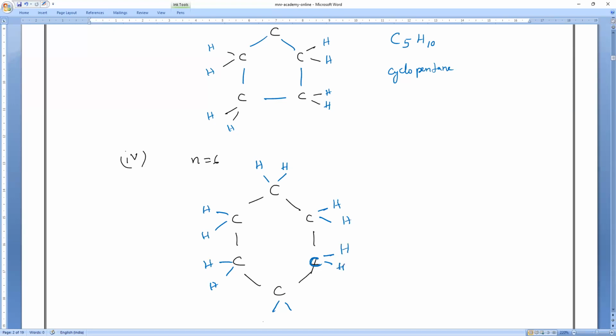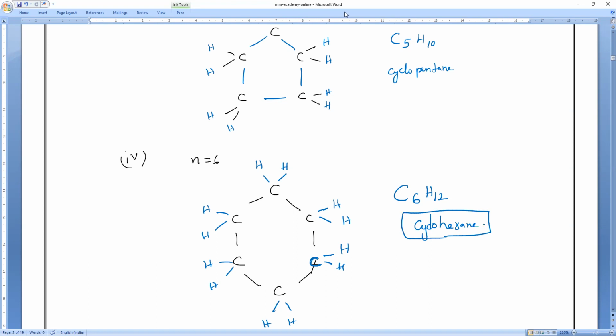So now you can tell what the common formula is, everybody. C6H12. So now, what is the name of this one, everybody? Cyclohexane. Yes. Cyclohexane. So these are the formulas.